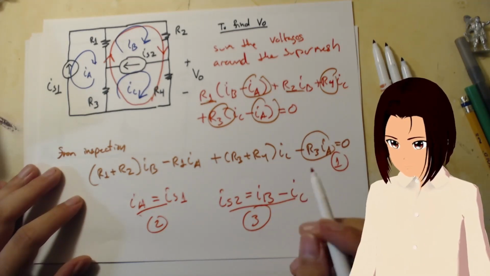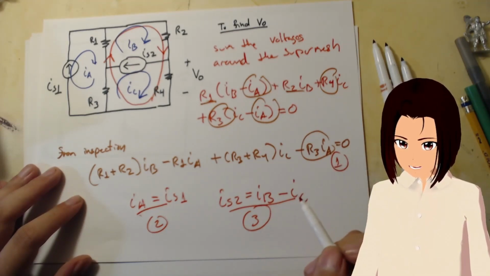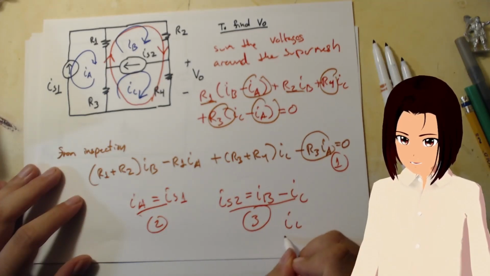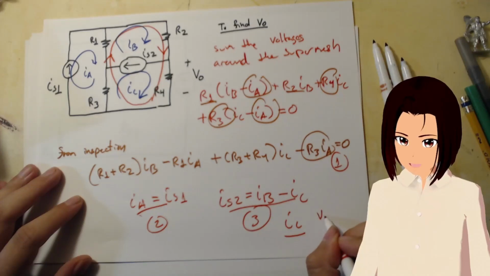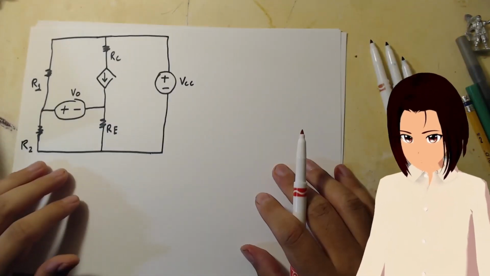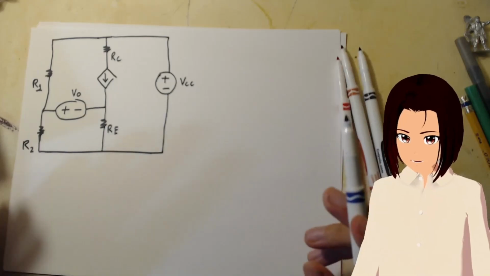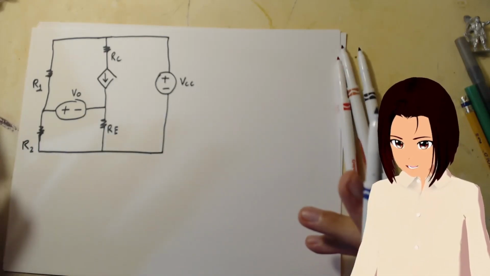So all you got to do is just find IC. Just find IC. And then you know V out is equal to IC times R4. So to find this, simply we just need to find the mesh equations.